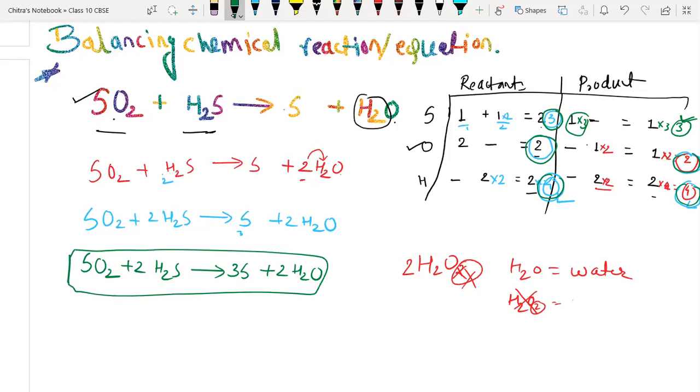Now this is the balanced chemical reaction. Understood?